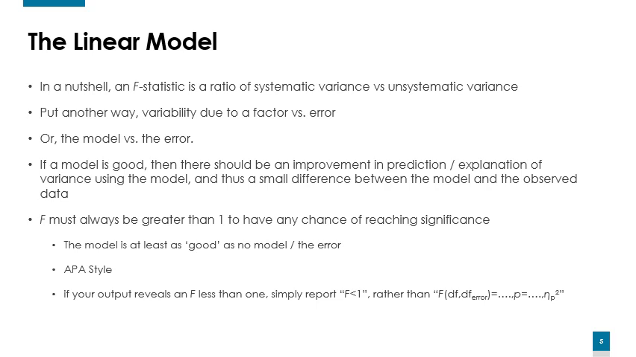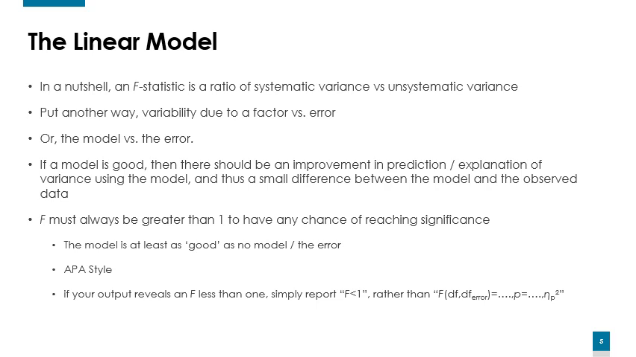Mathematically, and apologies, we do have to get a little bit mathematical for a moment or two, the F statistic, the F ratio, always has to be greater than 1 to have any chance of reaching statistical significance. What this means in real terms is that your model is at least as good as no model, or the error terms. It means that they are at least equivalent, a 1-to-1 ratio.